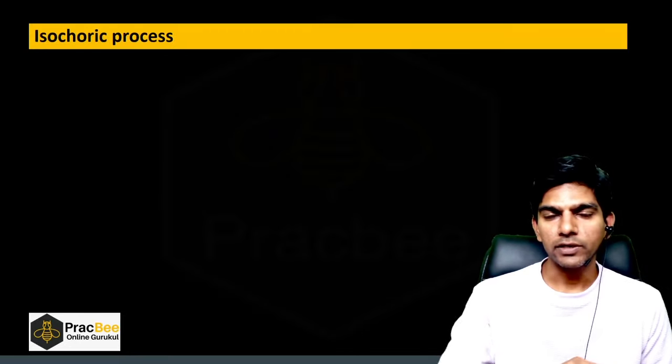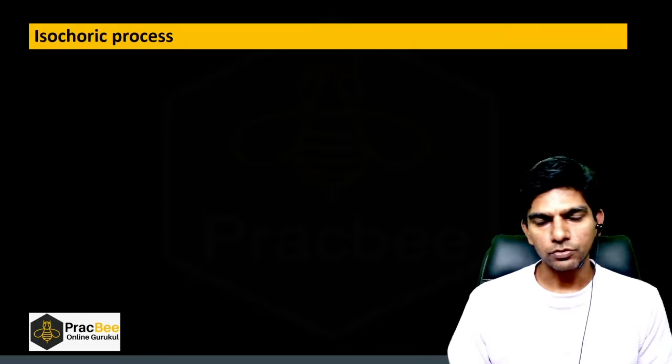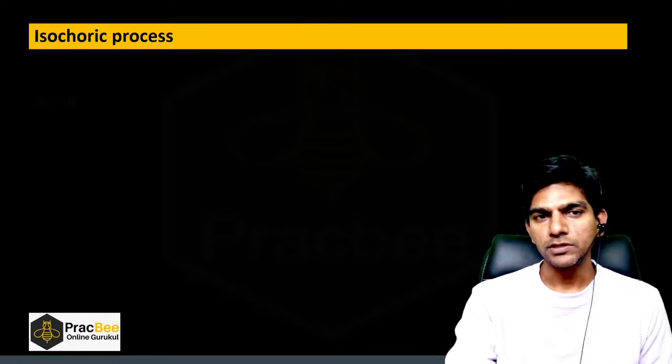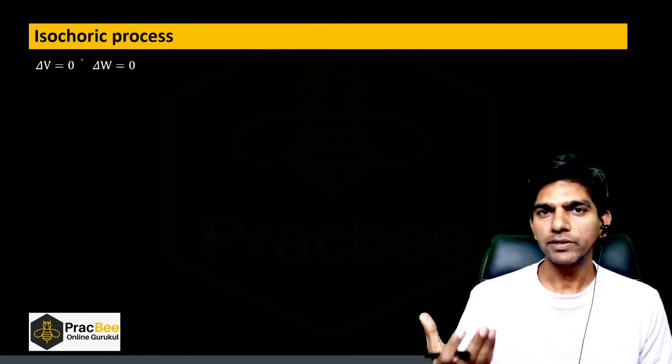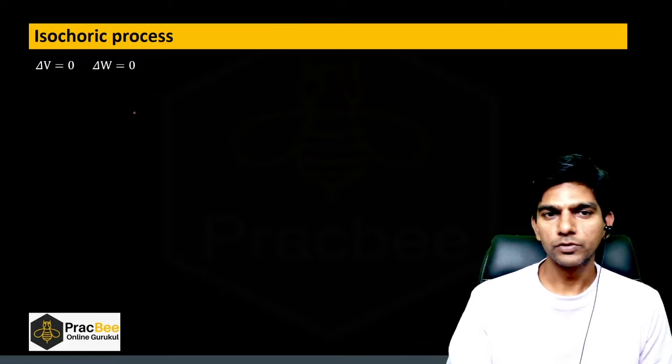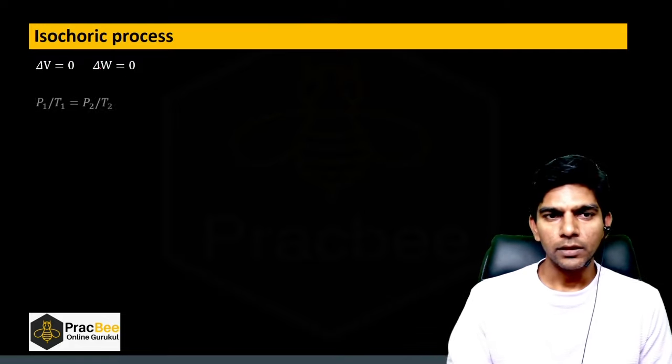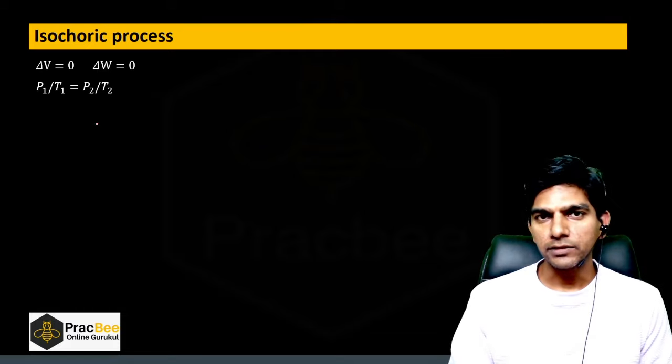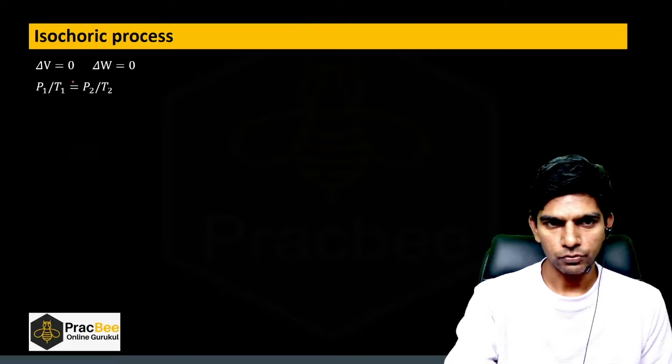Now let us see the other process, that is the isochoric process. In an isochoric process, volume remains constant, so delta V will be 0. If there is no change in the volume, work done by the gas will be 0. If we apply the ideal gas equation, with volume constant, P is directly proportional to T. So we can write P1 by T1 equals P2 by T2.